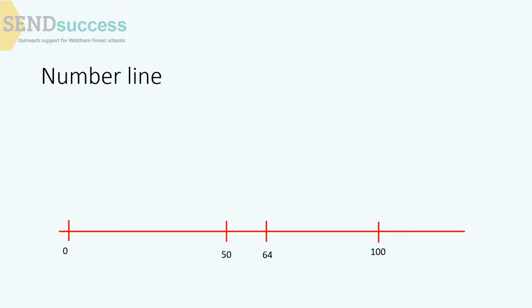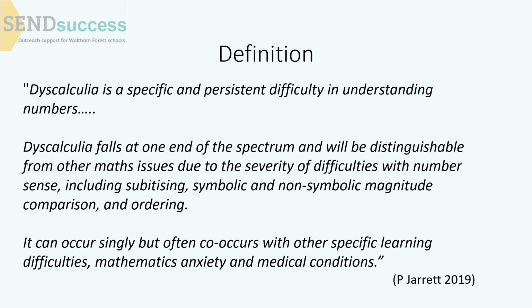So I hope these 3 tests have illustrated some of the fundamental areas that dyscalculia and maths learning difficulties can cause problems with. So looking at the definition of dyscalculia now, there's actually no single widely accepted specific definition of dyscalculia, but a number of definitions that exist. This one in particular, I thought, summarises what we're looking at today. Dyscalculia is a specific and persistent difficulty in understanding numbers.